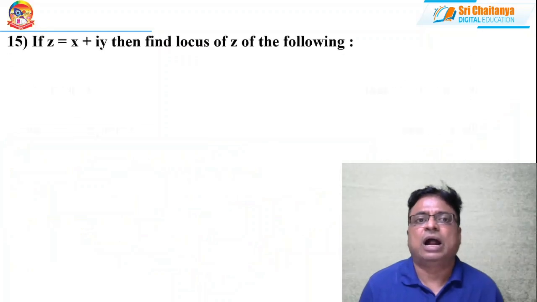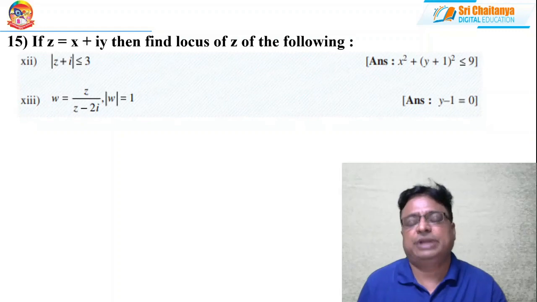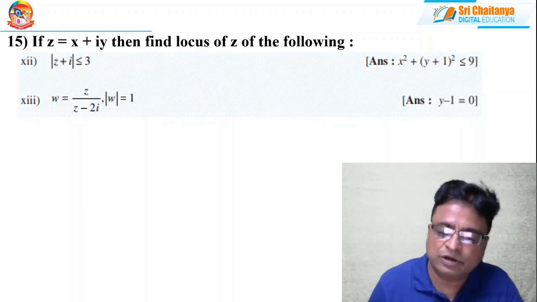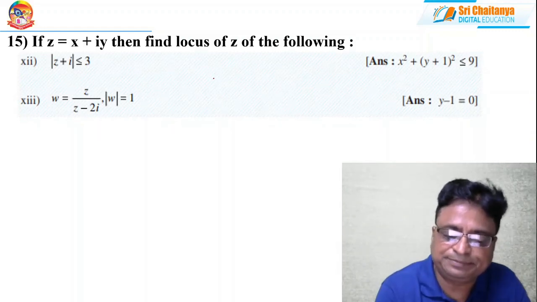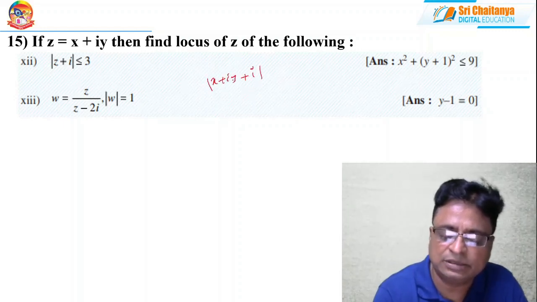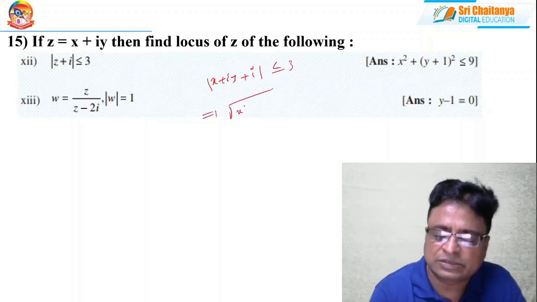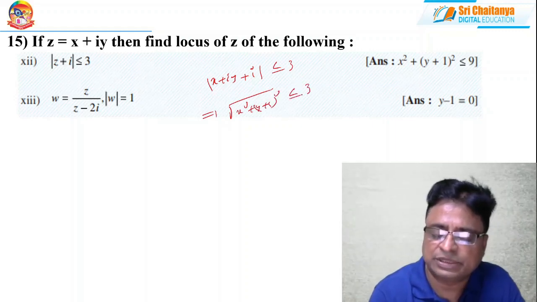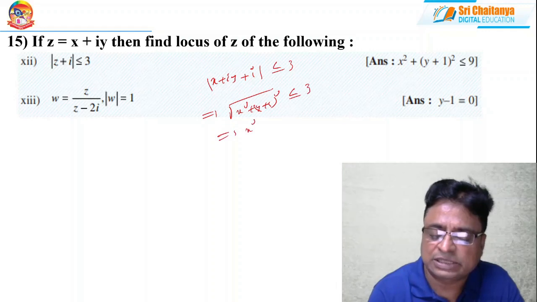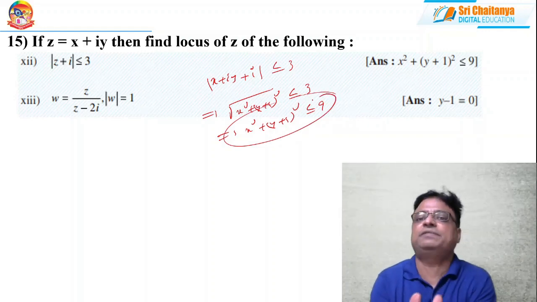Okay, and coming to this one, mod of z plus i less than or equal to 3. Mod of z plus i less than or equal to 3 means what? Actually, it is mod of x plus iy plus i less than or equal to 3. That is root of x square plus y plus 1 whole square less than or equal to 3. By squaring, x square plus y plus 1 whole square less than or equal to 9. This indicates what? Interior part of the circle.